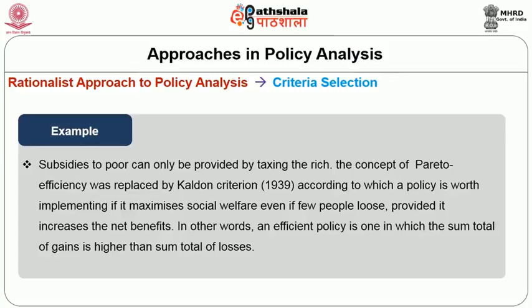Therefore, the concept of Pareto efficiency was replaced by the Kaldor-Hicks criteria, according to which a policy is worth implementing if it maximizes social welfare even if some people lose, provided it increases the net benefits.